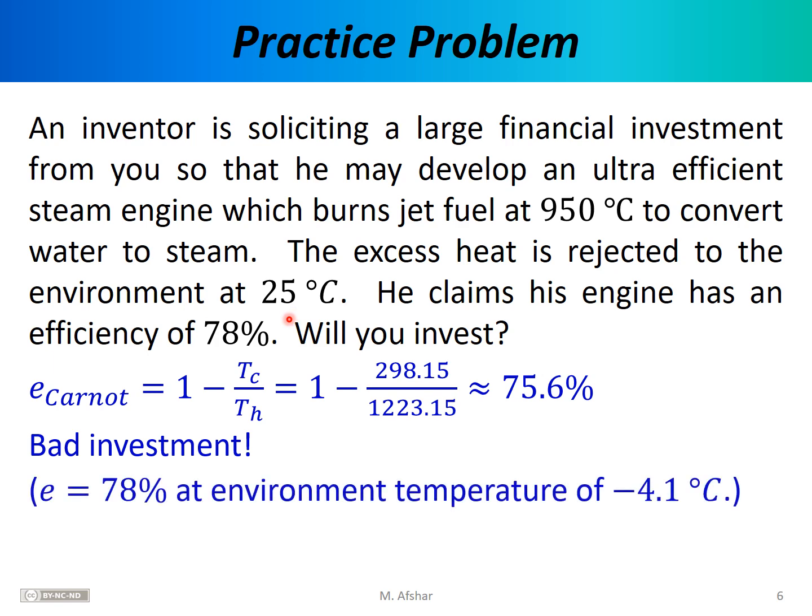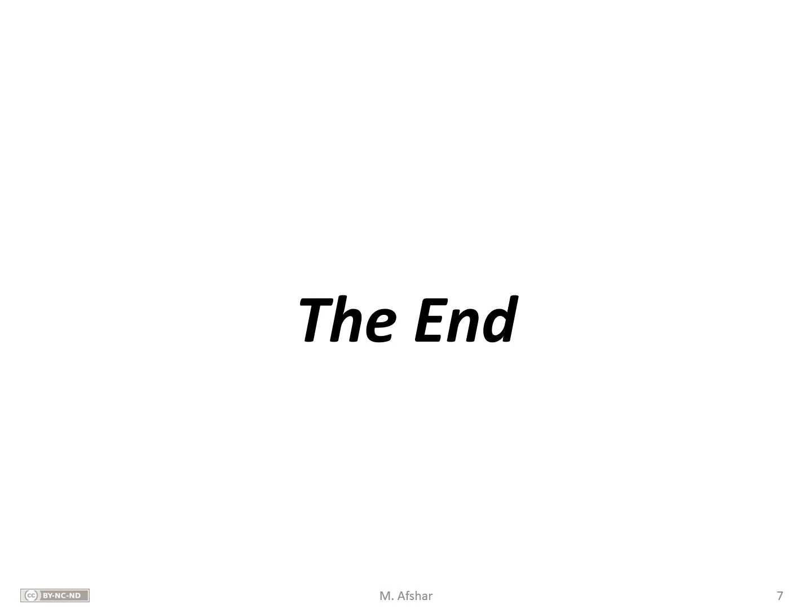You can check for yourself, but if we lower Tc to minus 4.1 degrees Celsius, then the efficiency of the Carnot engine can be improved to 78%. Nonetheless, I think the claims of this inventor are not very plausible, so I still think this is a bad investment. And that is the end of this lecture.